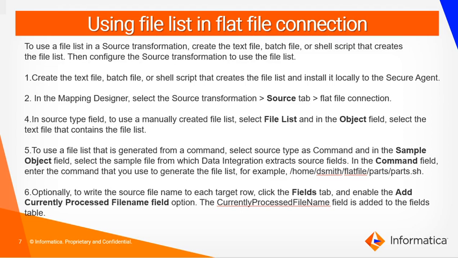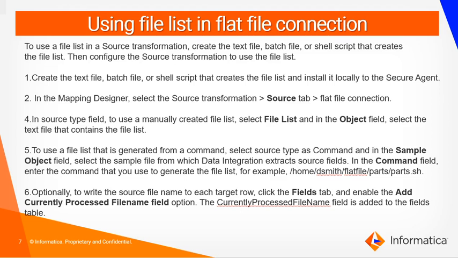In the Mapping Designer, select the Source Transformation, Source tab, Flat File Connection. In the Source Type field, to use a manually created file list, select File List, and in the Object field, select the text file that contains the list of files which you would like to read, basically the file list.